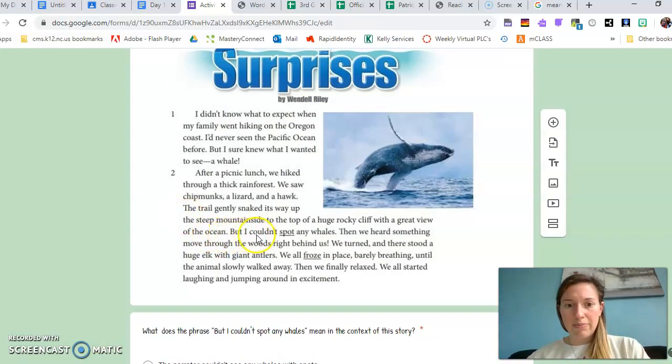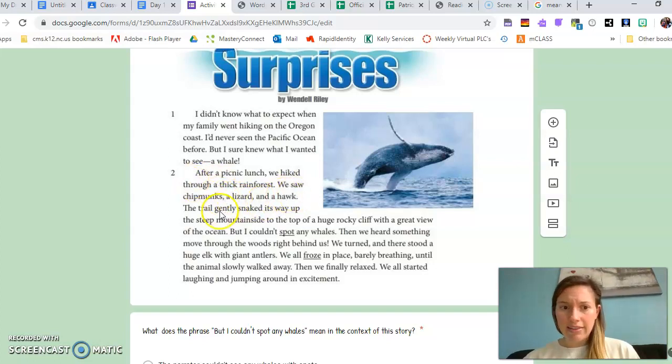So thinking about that sentence: but I couldn't spot any whales. So I'm trying to think, what does that word spot mean? So I have to, again, think about my context clues. Like, what do I know? Well, I know the narrator really, really wanted in the story was to see what? A whale, right? That's what they really, really wanted.